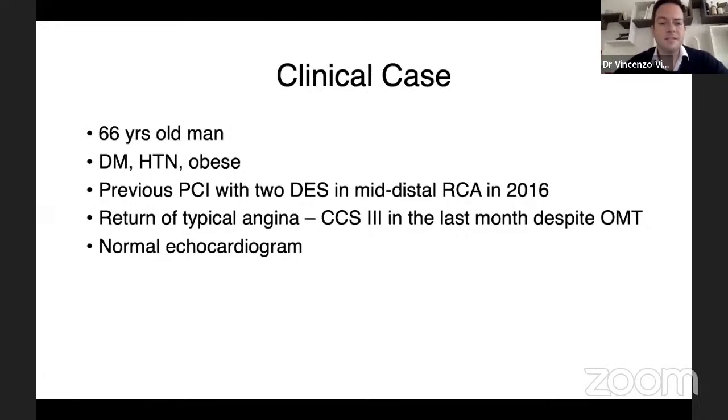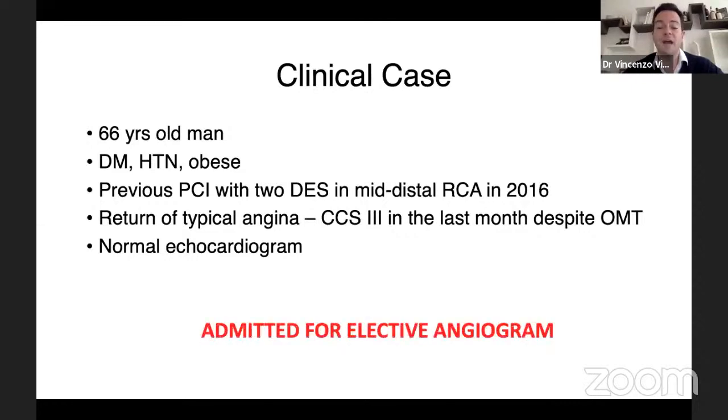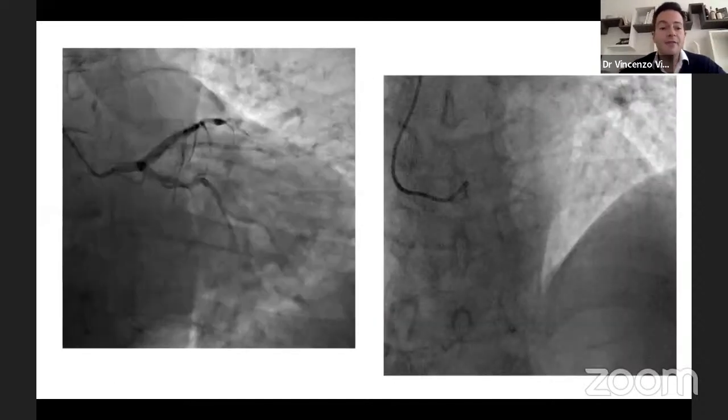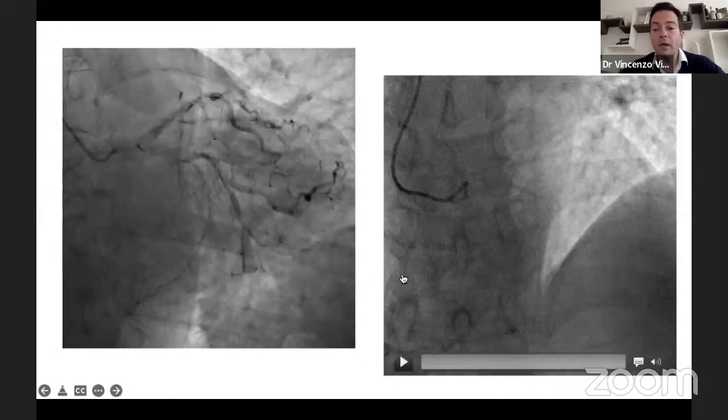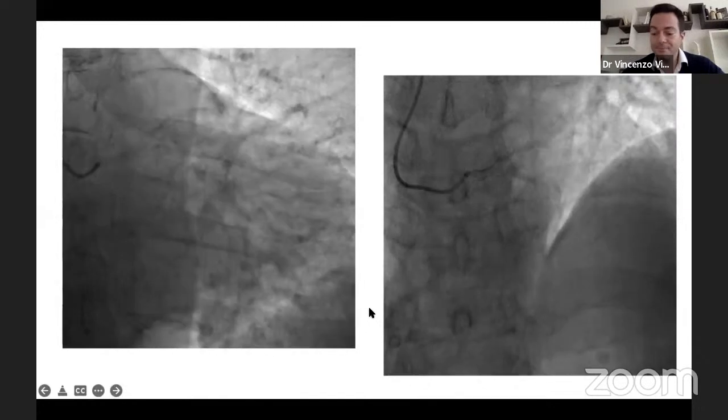So this is a 66-year-old man, diabetic, hypertensive, obese, who had a previous PCI with drug-eluting stent in the mid-distal RCA in 2016. He came in with a return of typical angina, currently CCS 3 in the last month, despite optimal medical treatment. He has a normal echo, and he was admitted for elective angiogram. His left coronary system is unremarkable, with only minor disease.